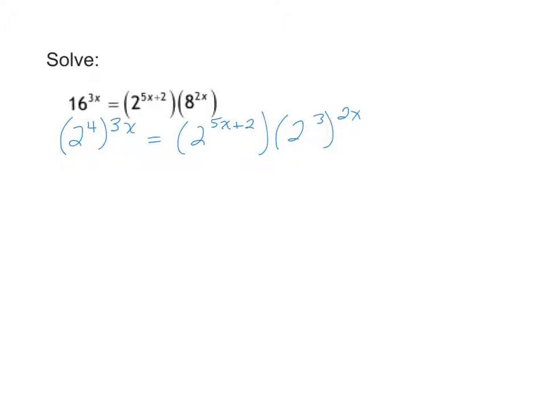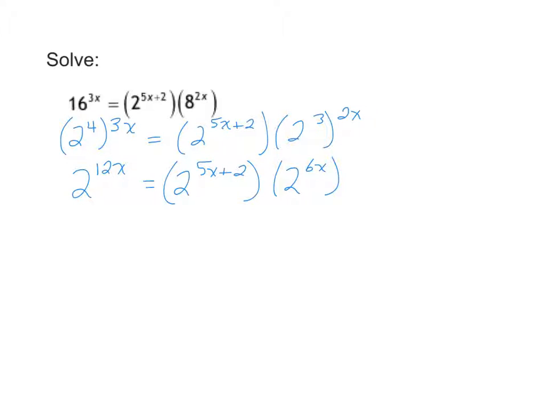This is where it becomes really important that you do all the expanding and simplifying first. This will become 2 to the power of 12x, 2 to the power of 5x plus 2, times 2 to the power of 6x. You can't get rid of the bases yet. You only do it when you have 1 power on each side. And here we have 2 powers on the right. So we need to multiply them together.